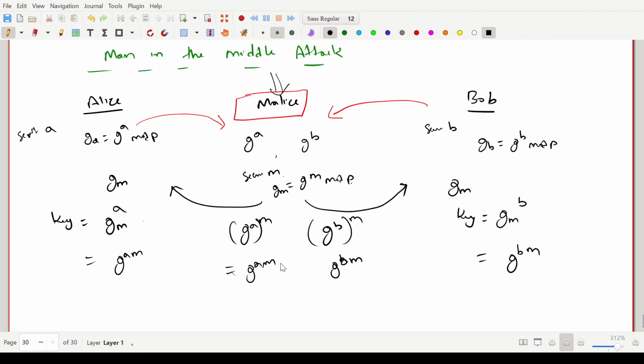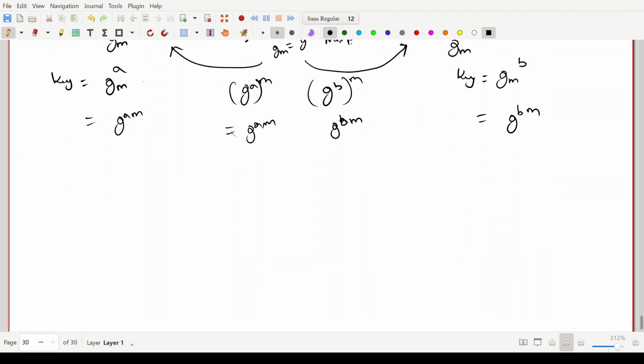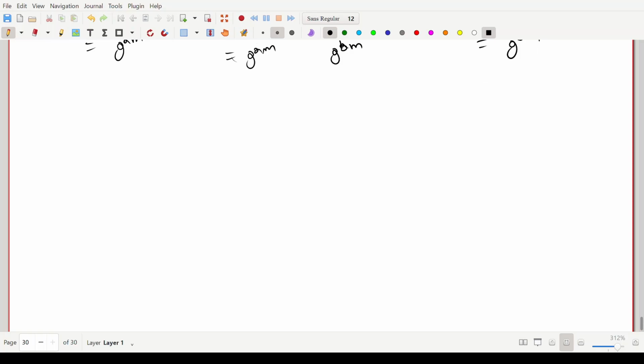See, you can use an authentication protocol to prevent this type of attack. That means you can put the hash value also, you can reveal the hash value also with this, and that can be done. We will not be coming to that. Now let us see the security of this protocol. Before that, we'll be seeing some different problems. What are they? So first is the computational Diffie-Hellman problem.